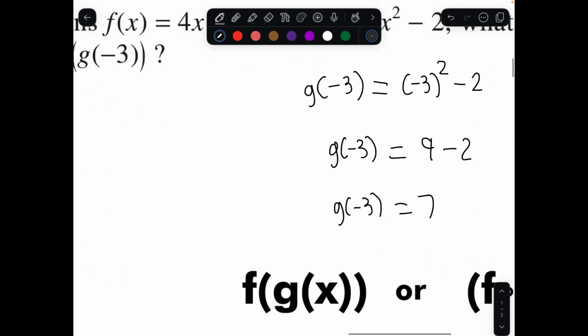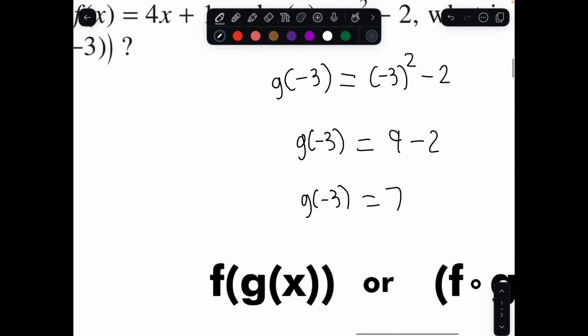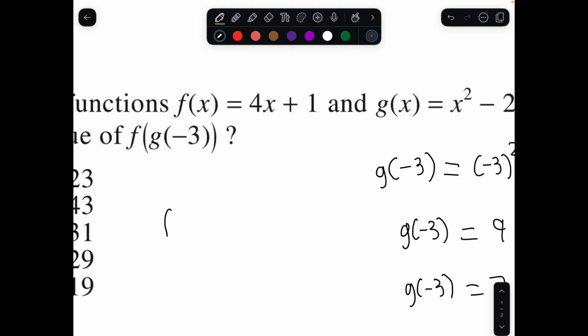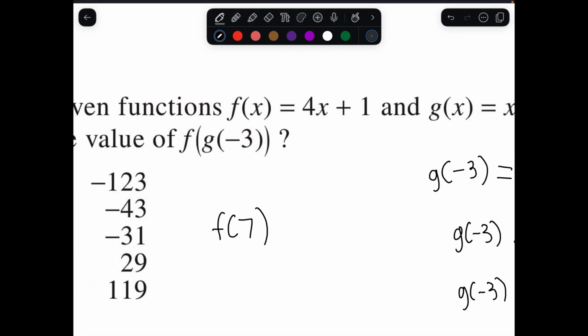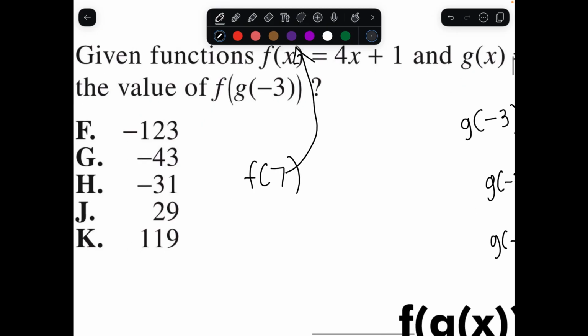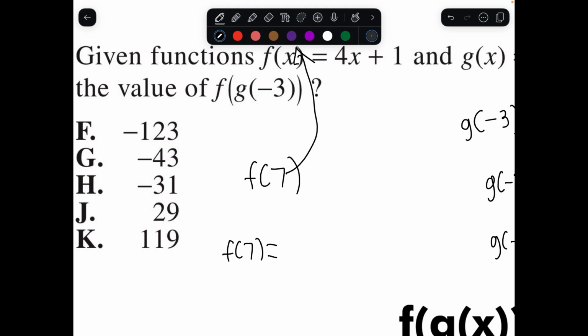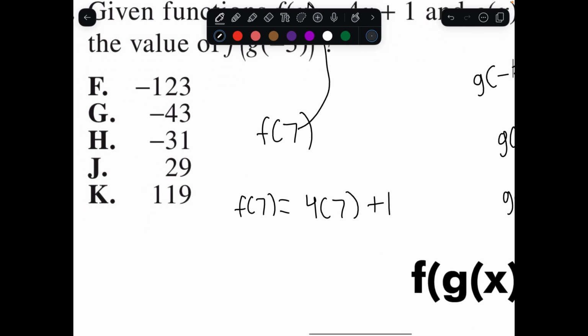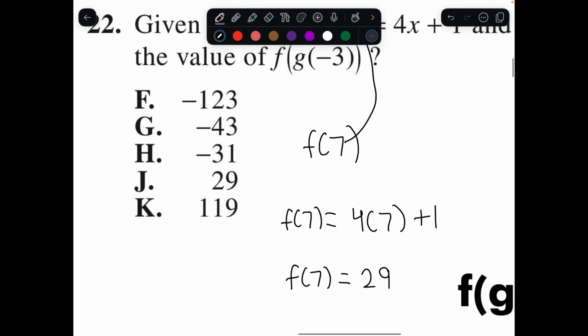Now, you can replace g of negative 3 with 7, which makes this f of 7. Same process. You just plug in 7 for x into the function f of x. Let's do that. f of 7 equals 4 times 7 plus 1, which gets you 29.